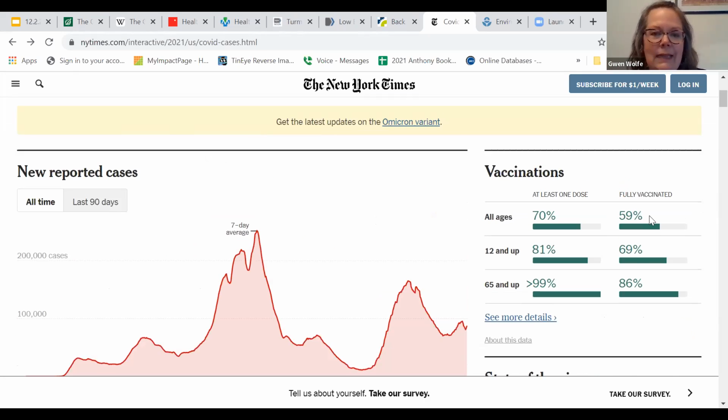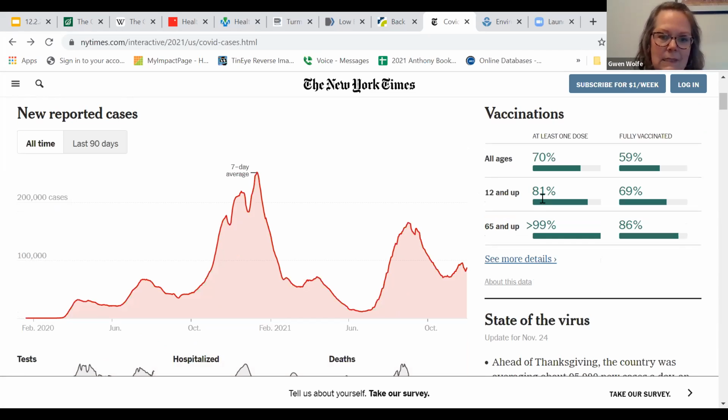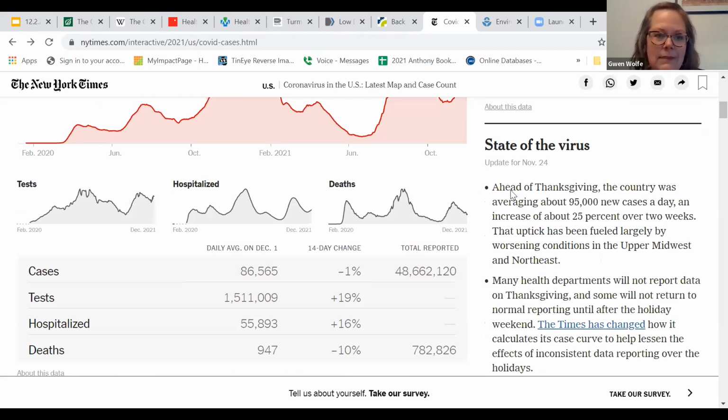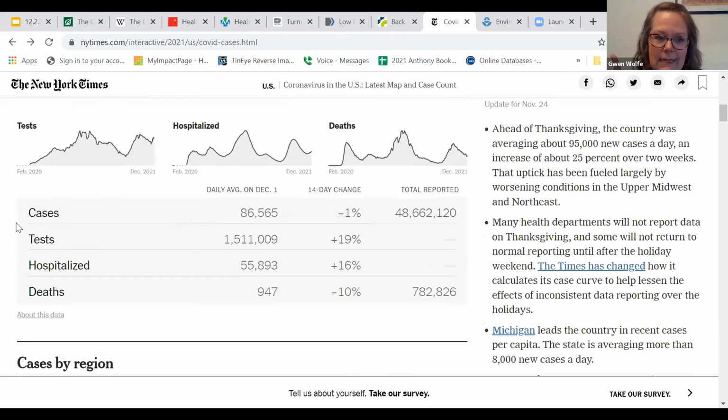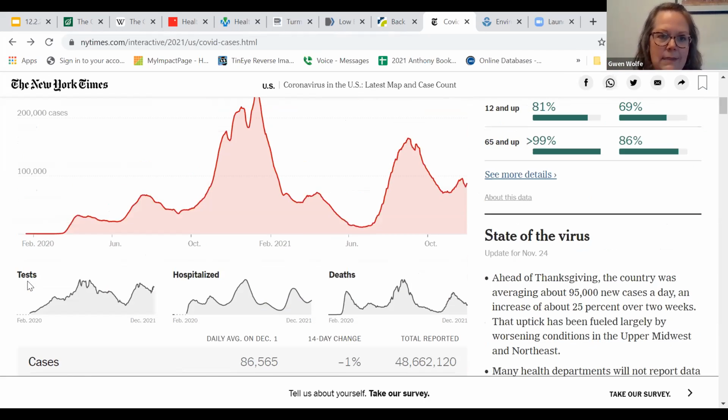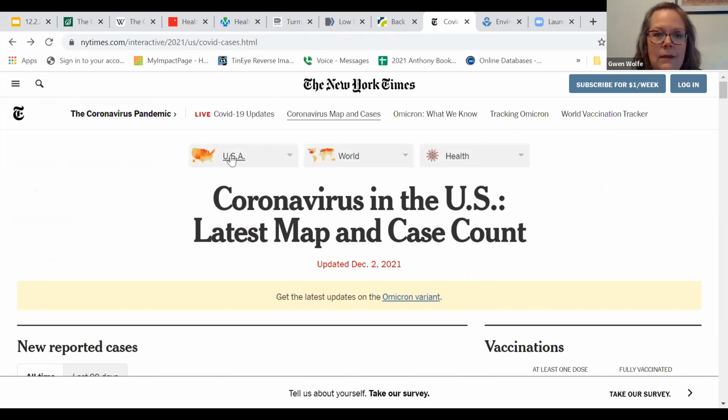They also are tracking all the information around the Omicron variant. So there's a link at the top, information about vaccinations, who's vaccinated, at least one dose, information about the state of the virus. They track new cases, daily cases, the number of tests that are being issued, hospitalizations, and deaths. Okay, and this is across the US. However, if I scroll back to the top, it defaults to the US, but we can also look at a map of the world and additional COVID health information.